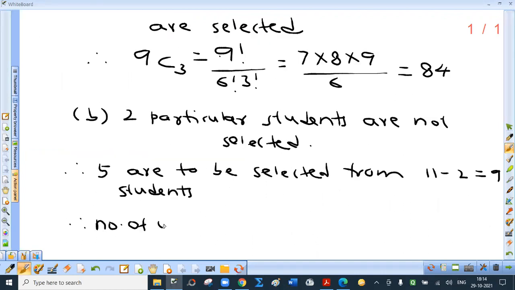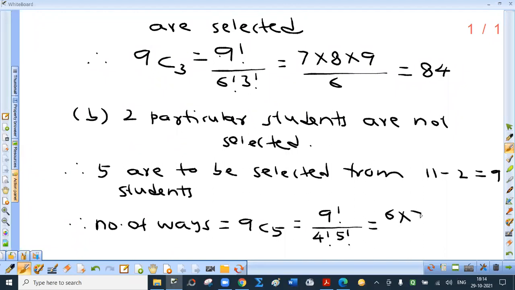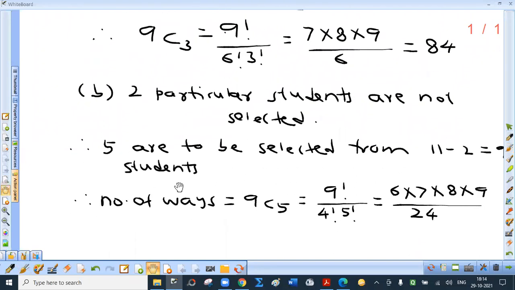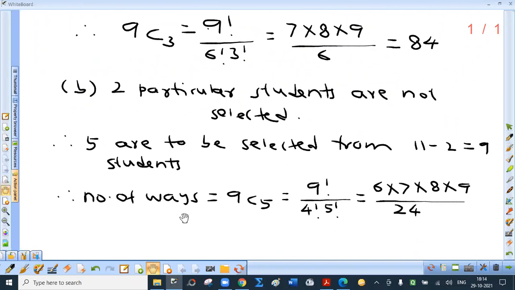Therefore, number of ways equal to what? 9C5. So 9 factorial upon 4 factorial into 5 factorial. So once 5 factorial gets cancelled, 6, 7, 8, 9. And what is 4 factorial? It is 24. So 14 into 9, that is 126. So this is the answer.